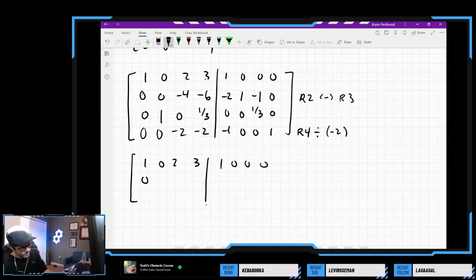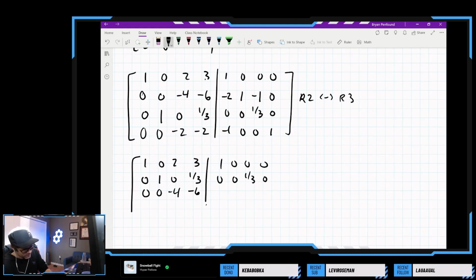So this should give us 0, 1, 0, 1 third, 0, 0, 1 third, 0. And then we'll have 0, 0, negative 4, negative 6. Oh, you know what? Let's do the division after. I'm not about that fraction game. I'm just not about it. So negative 2, 1, negative 1, 0. Let's make the fractions at the end.